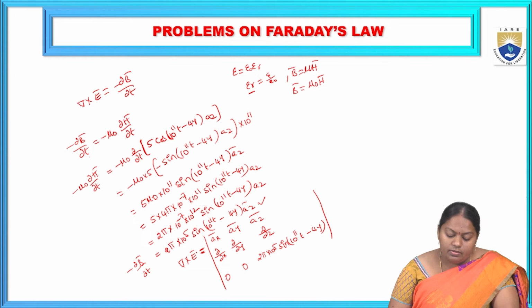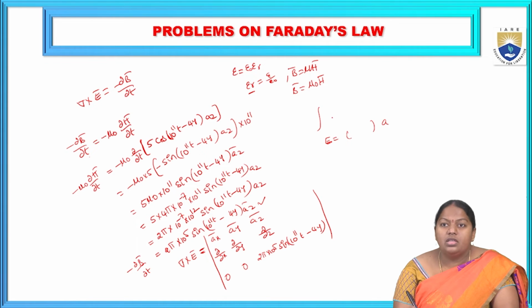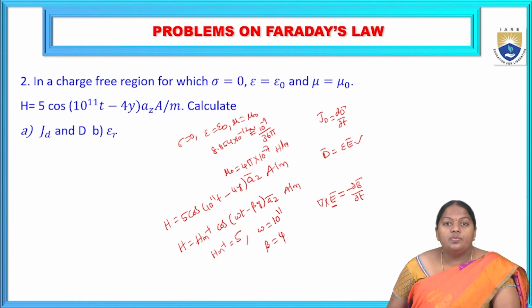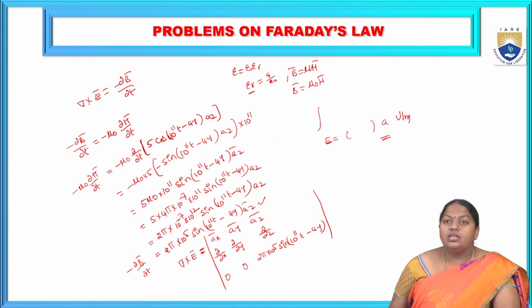To find the value of E, again we need to consider integration. Then you get the value of E, which is also expressed in terms of unit vectors, and the unit for E is volts per meter. After evaluating this E value, we are going to find, why? Because from the given we need to find the displacement current density JD and electric flux density D. So we get the electric field intensity E, measured in volts per meter.